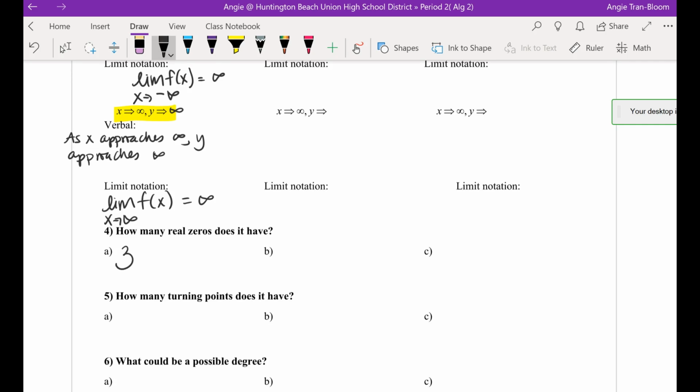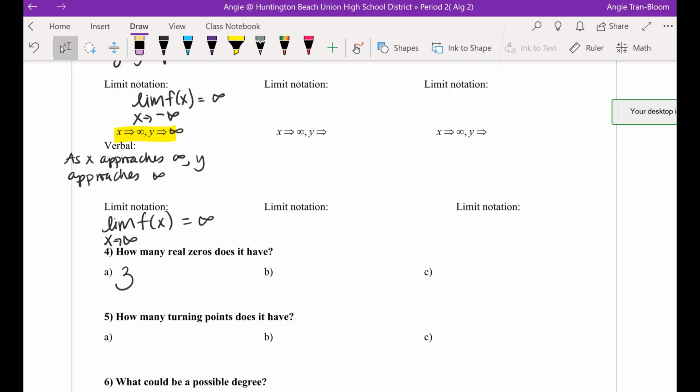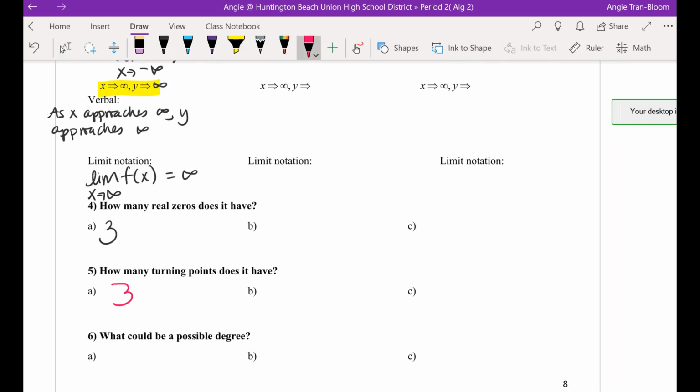Now, look at the turning points. How many? 3. Okay? 1 is at the bottom, 1's on the top, and 1's at 0. So 3 total.